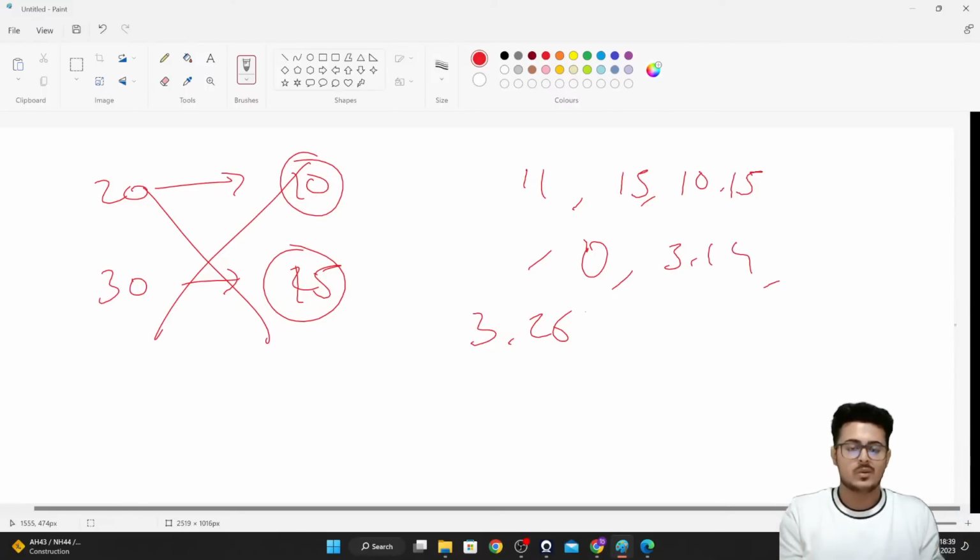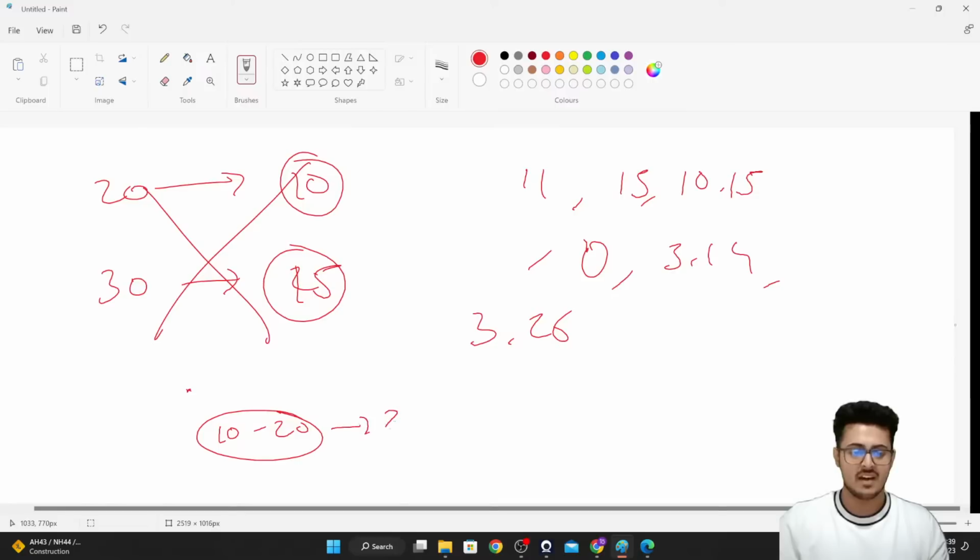So instead of counting how many 11s are there or how many 3.14s are there, what you're counting is interval data. How many points do we have between 10 to 20? How many counts do we have of numbers that range between 10 to 20? Between 10 to 20, we have 10.15 and 15, so we have 2 counts.